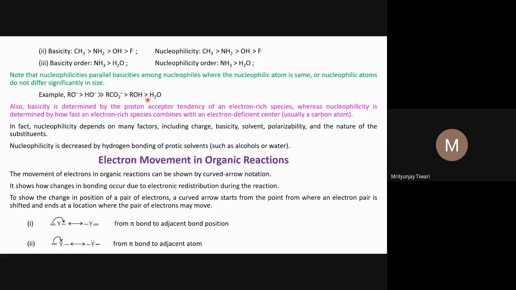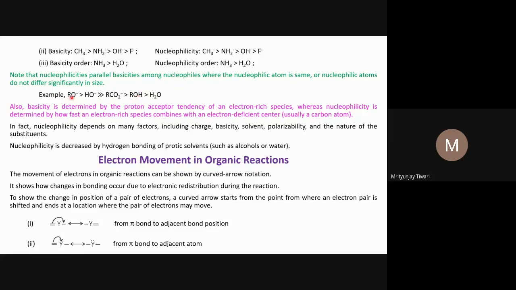And again, if you compare these two, we see R is an electron donating group, so it will donate electron density to oxygen. So this oxygen will be having higher electron density than this water. This example is alcohol. So this alcohol is a stronger base than water, and so alcohols are a stronger base than water. So they are also a stronger nucleophile than water.